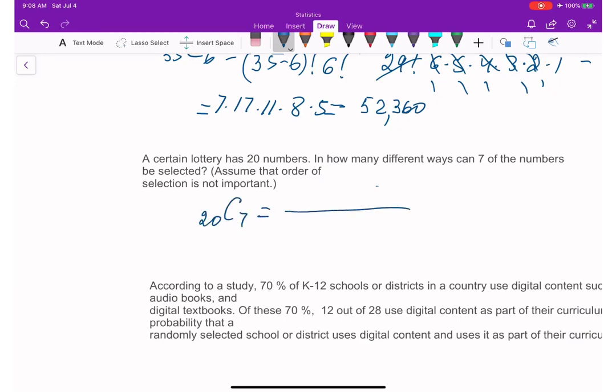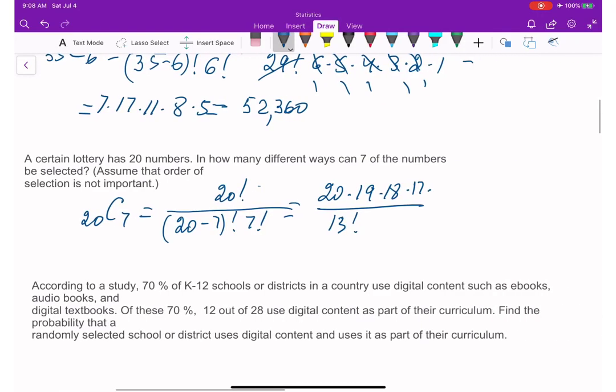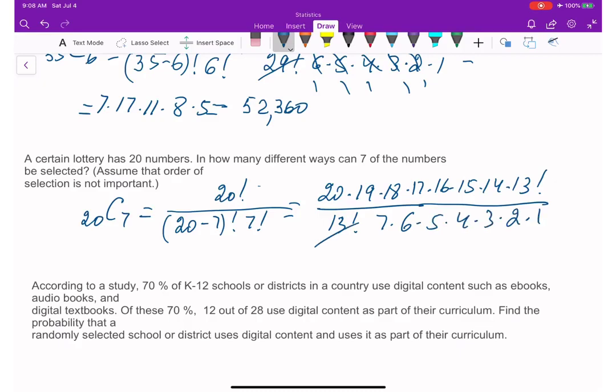And we are going to get 20 factorial over 20 minus 7 factorial and 7 factorial. That is equal to 20 times 19 times 18, and so on. 20 minus 7 is 13, so I have to go all the way down to 13: 17, 16, 15, 14, 13. Then 7, 6, 5, 4, 3, 2, 1. 13 factorial cancels out.